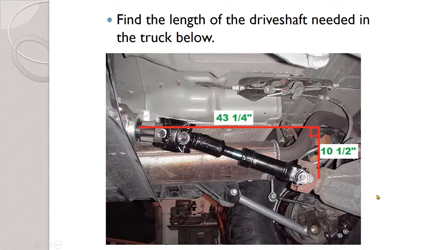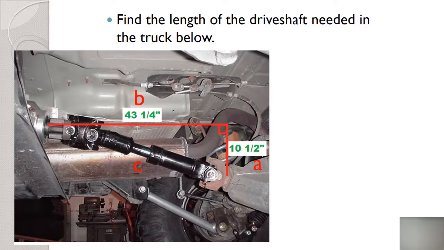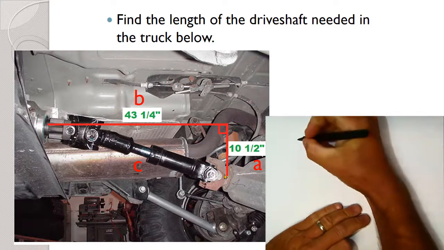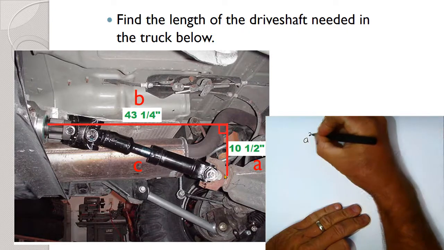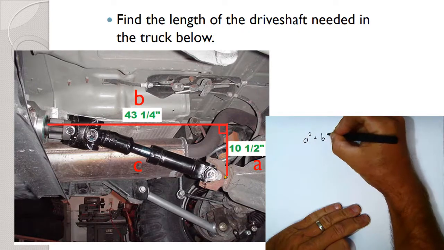So let's do that. Well, the first thing we have to do is make sure that we label the sides A, B, and C correctly. So definitely that 10½ is our shortest side. We're going to call that A. 43¼ is our other leg. We're going to name that B, and that means that the drive shaft, the side that we're looking for, is going to be C. So we know, of course, that A squared plus B squared is going to be equal to C squared.